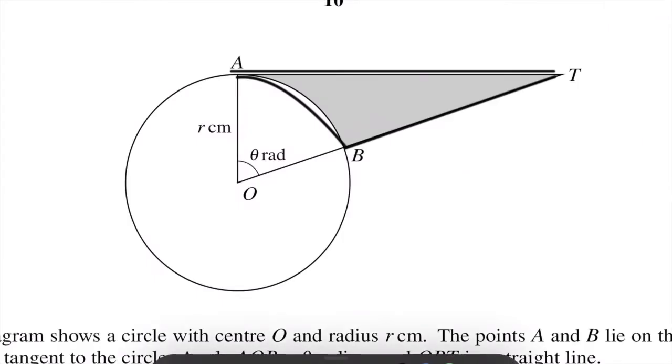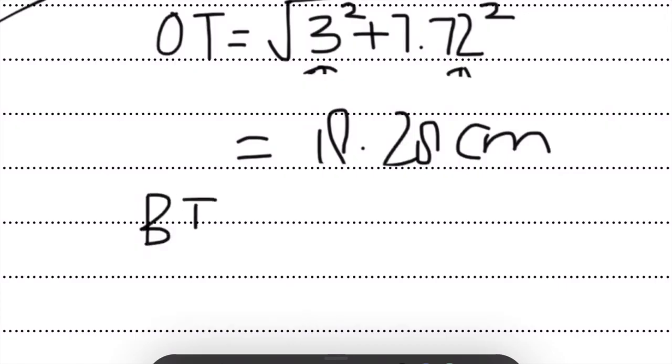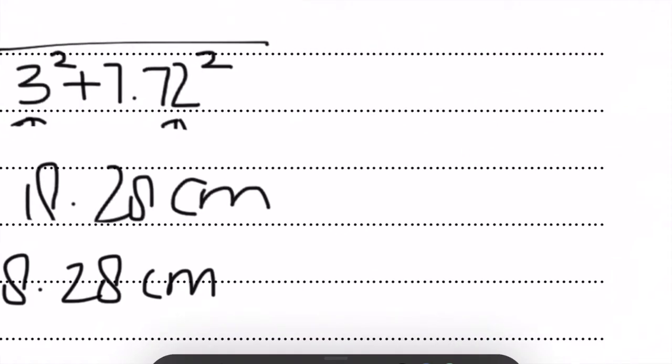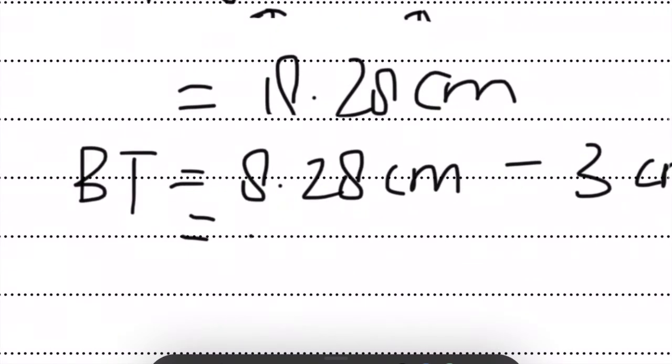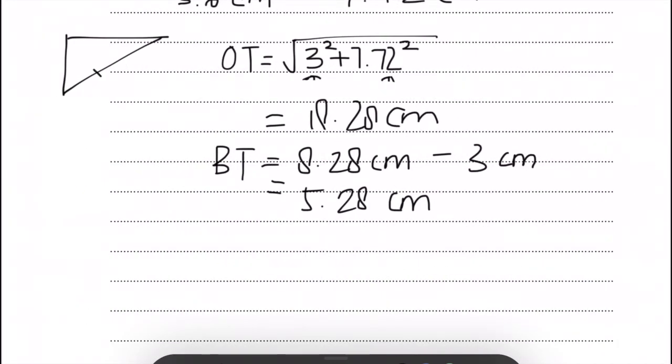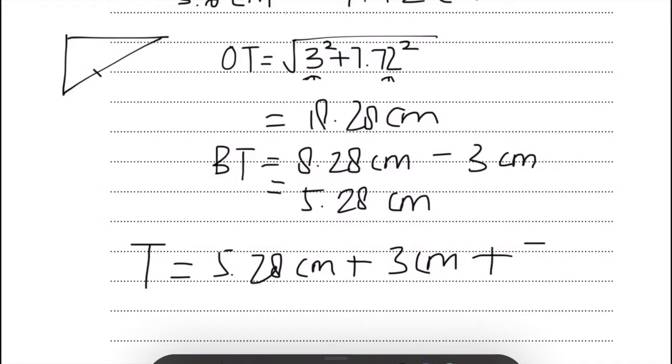Remember that we have to subtract OB from OT. So BT is 8.28 centimeters minus 3 centimeters, 5.28 centimeters. So the total perimeter is 5.28 centimeters plus 3 plus 7.72, which is 16.6.